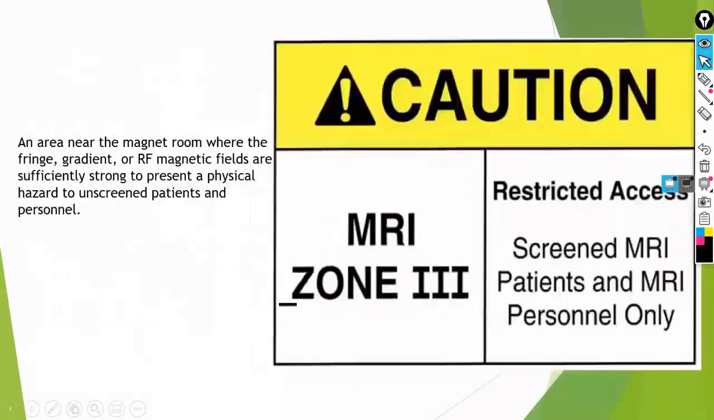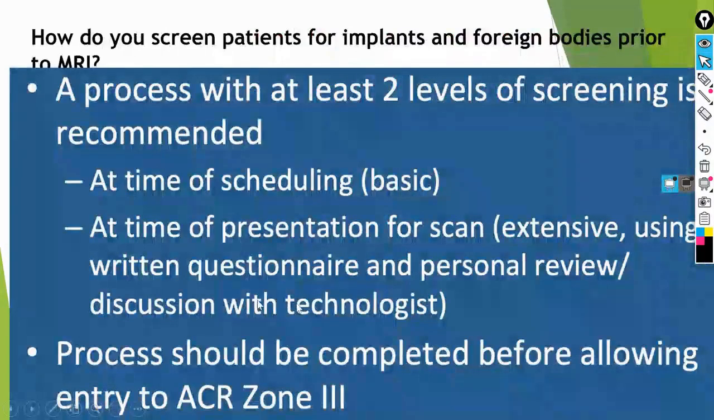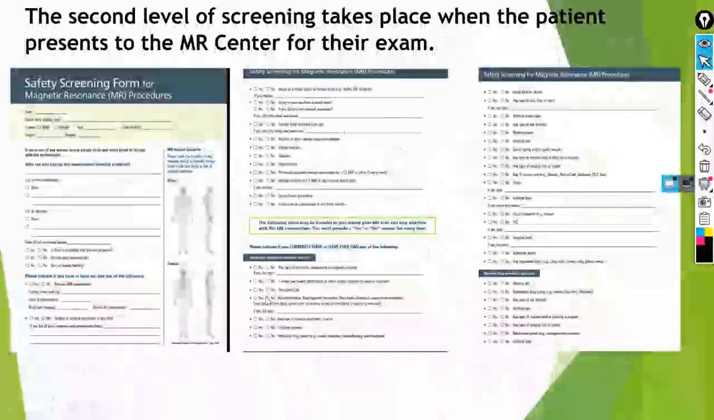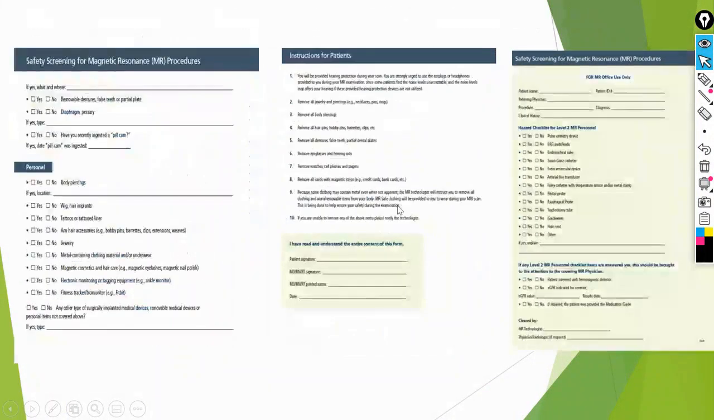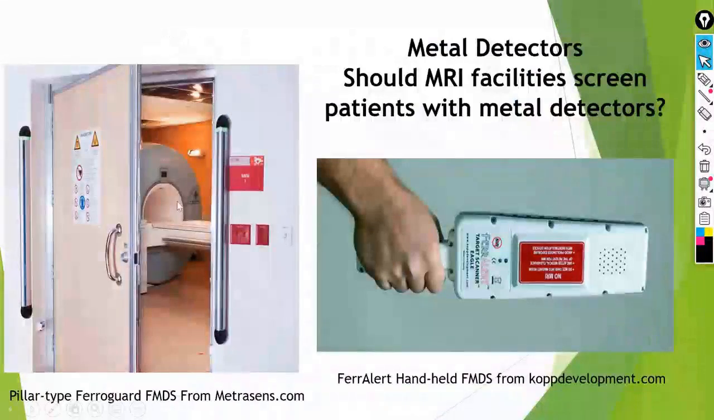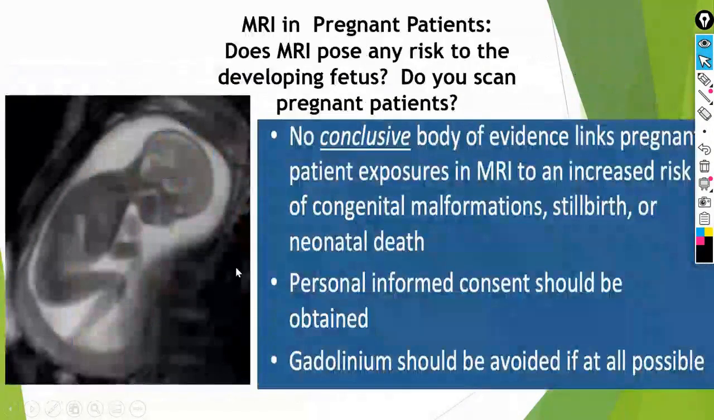Okay, as I mentioned, these are the different zones I have, and there are many questions that are asked to the patient. This should all be done before they enter the MRI machine. This is the device, as I mentioned, which is connected to the door itself. So, when someone enters, it detects any metal present.